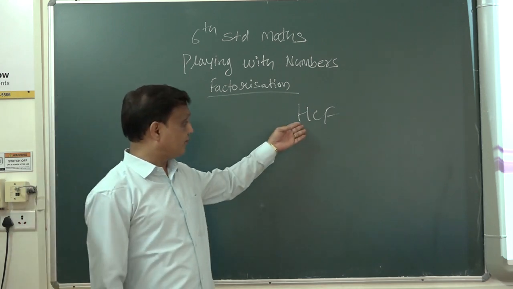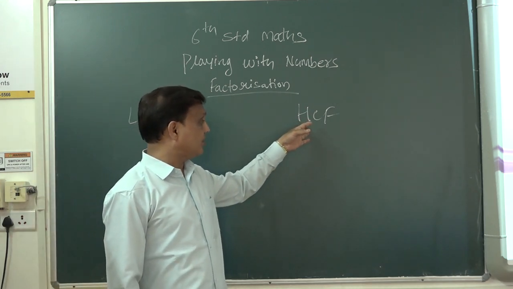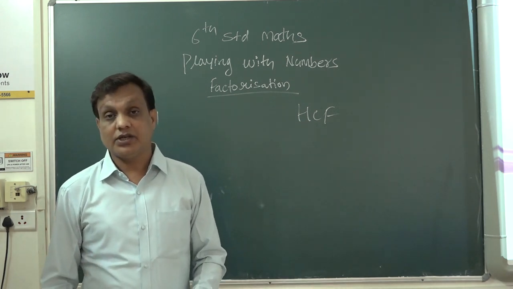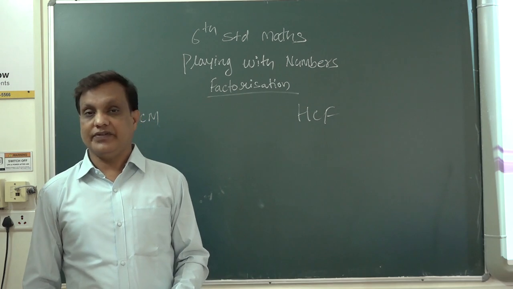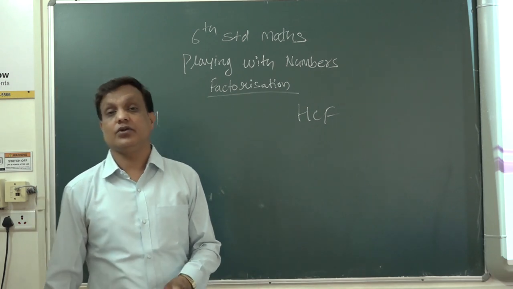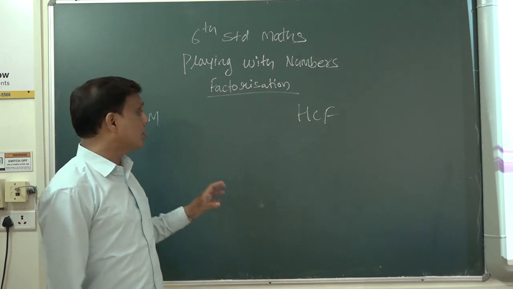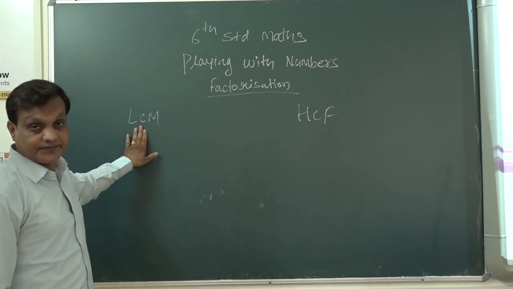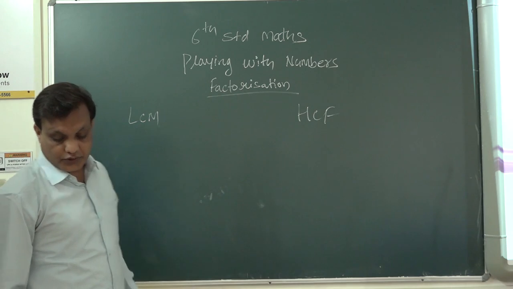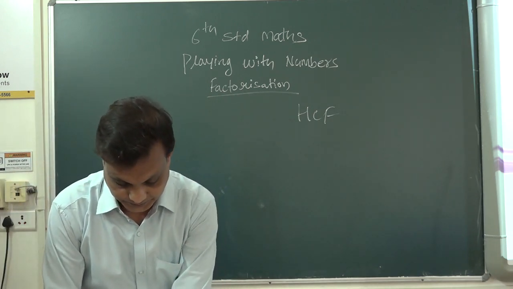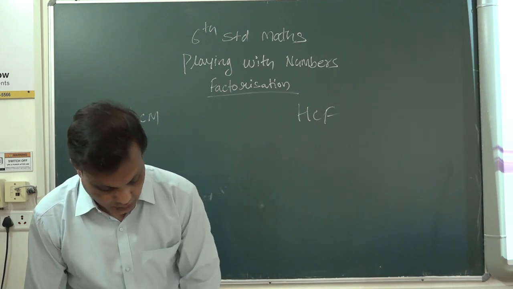And highest common factor, HCF, also you can find with a factorization method, listing method, or long division method. So we are learning here only one method, that is the division method, to find the common multiple. Now LCM is least common multiple. Now you have to find the least common multiple of two numbers.